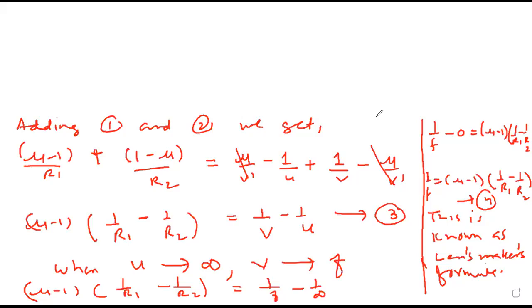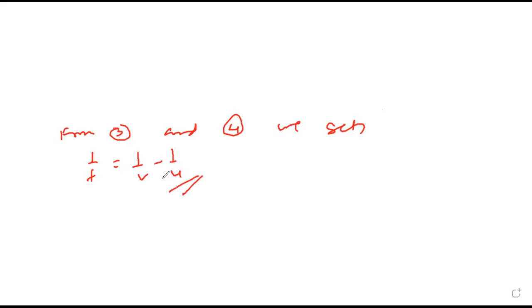1 upon f equals mu minus 1 into 1 upon r1 minus 1 upon r2 is known as Lensmaker's formula. From 3 and 4 we get 1 upon f is 1 upon v minus 1 upon u. So when v and u are given, use 1 upon f as 1 upon v minus 1 upon u for focal length. So just two more lines.